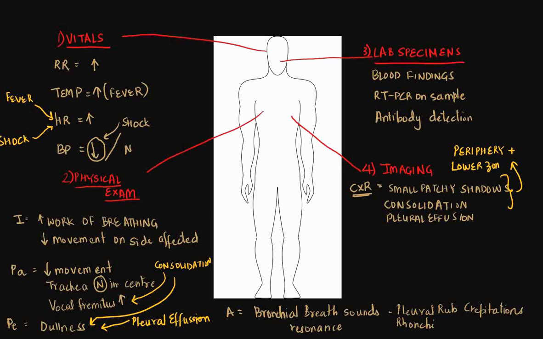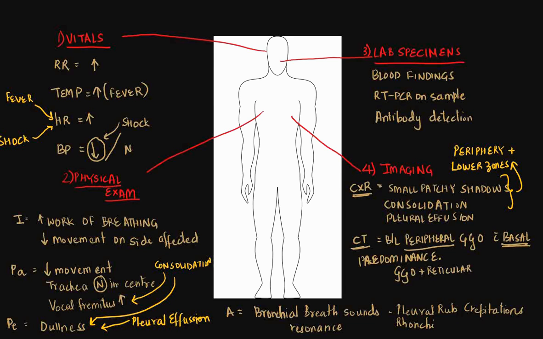On CT scan, we find bilateral, peripheral, ground glass opacities with basal predominance, likely due to pulmonary edema. Now, when ground glassing is present with reticular abnormalities, we call it crazy paving pattern. And if ground glassing is surrounded by consolidation, this appearance is known as reverse halo.